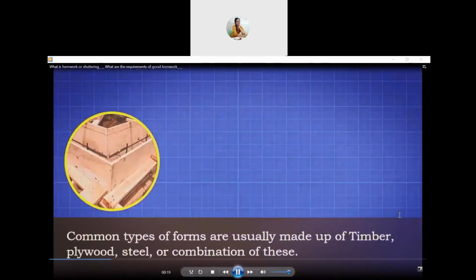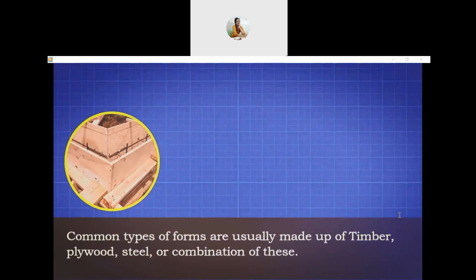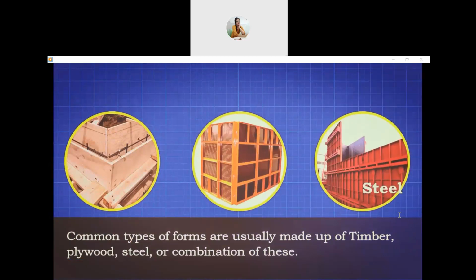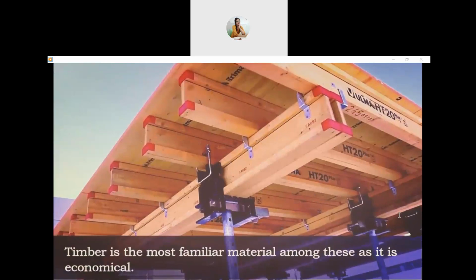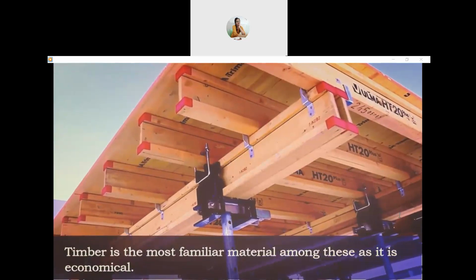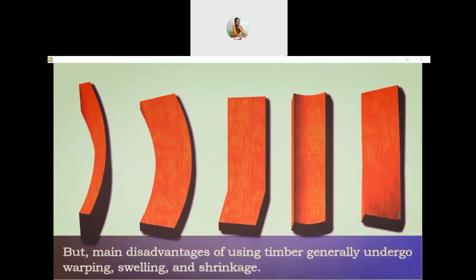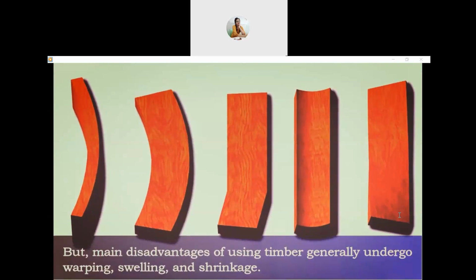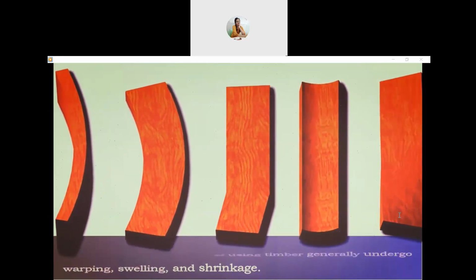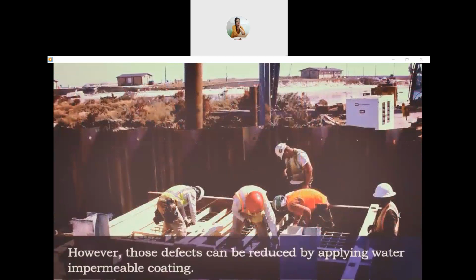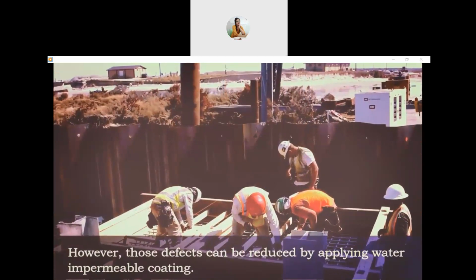Common types of forms are usually made up of timber, plywood, steel, or combination of these. Timber is the most familiar material among these as it is economical. But the main disadvantages of using timber are that it generally undergoes warping, swelling, and shrinkage. However, those defects can be reduced by applying water-impermeable coating.